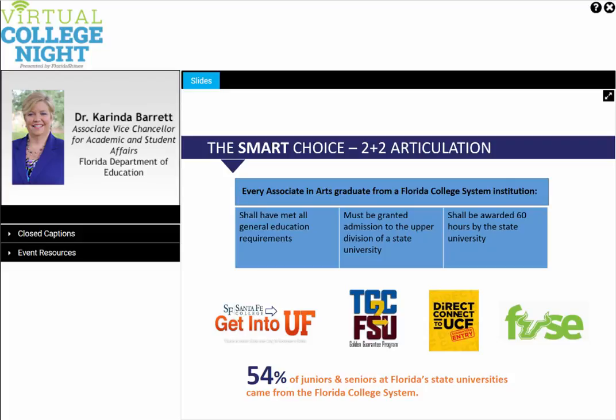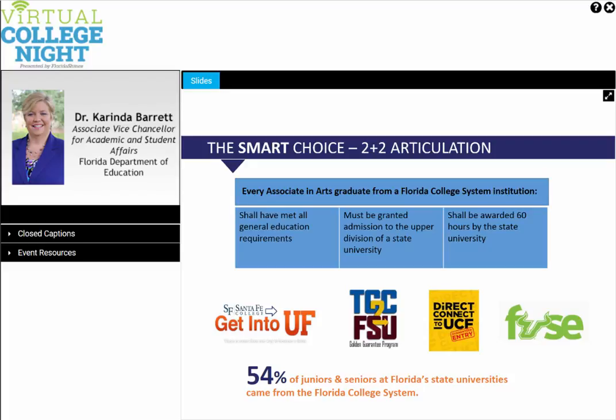Those include Santa Fe College to the University of Florida, the Golden Guarantee Program, which is Tallahassee Community College to Florida State University, Direct Connect to USF, which includes College of Central Florida, Daytona State College, Eastern Florida State College, Lake Sumter State College, Seminole State College of Florida, and Valencia. And then the FUSE program, which is Hillsborough Community College, St. Pete College, and that's guaranteed admission to USF.